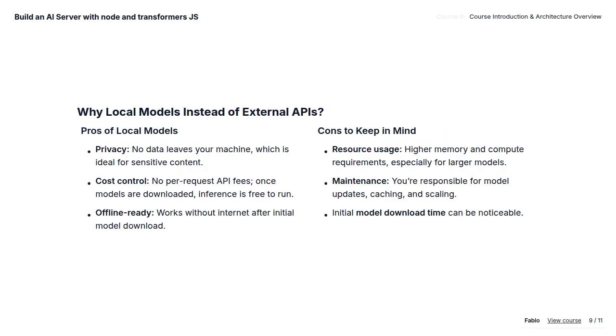So why do all of this locally instead of just calling a third-party AI API? There are some strong advantages. Running models on your own machine gives you much better privacy. Sensitive data never has to leave your environment. It also gives you a lot more cost control. After the initial model download, you're not paying per request, which can be a major benefit at scale or during heavy experimentation. And once the models are cached, your system can continue to work offline, which is valuable in constrained or on-prem environments. The trade-off is that you're now responsible for how those models run.